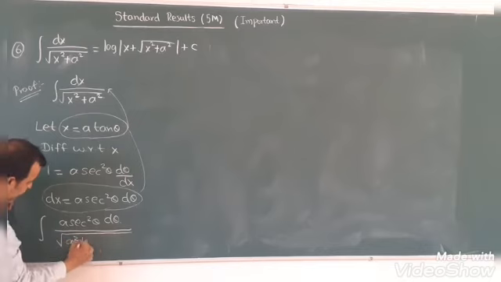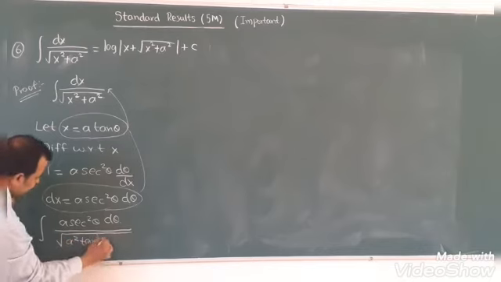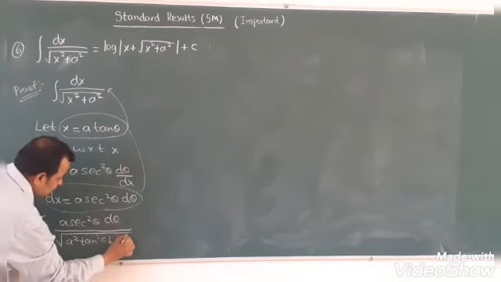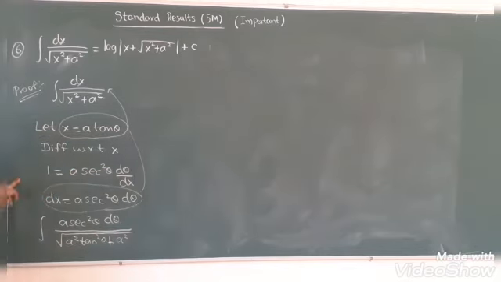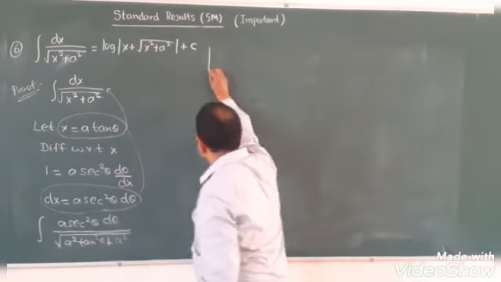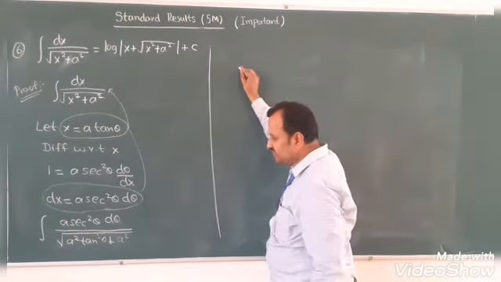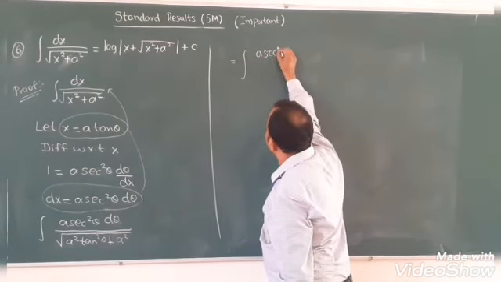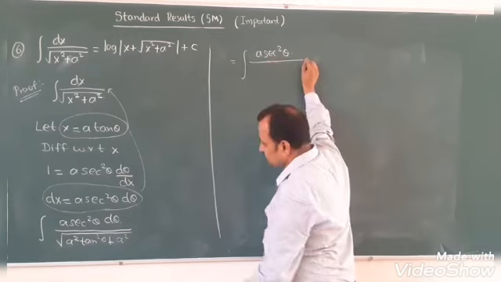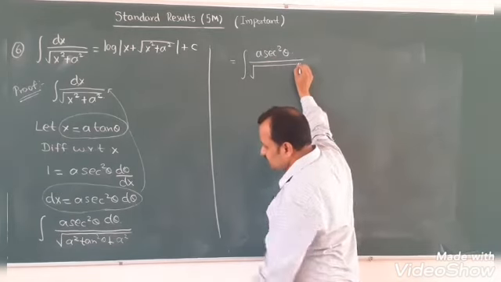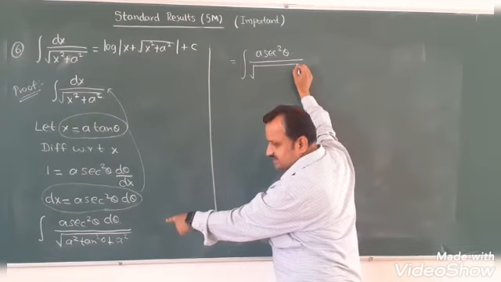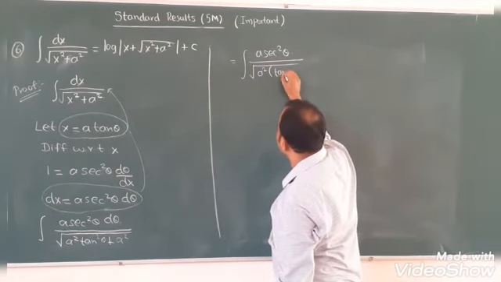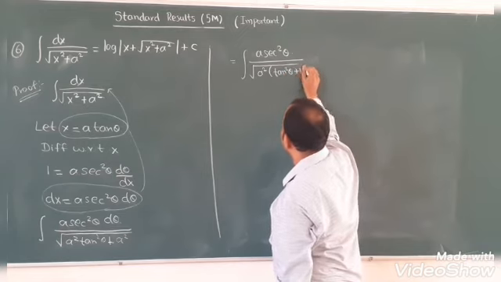So what is x square? A square tan square theta plus a square. Here d theta is there. Now let us simplify this. The proof is almost similar to the previous one. So we can write this as secant square theta divided by, a square is here, a square is here, so we can take a square common. What we will get? Tan square theta plus 1.